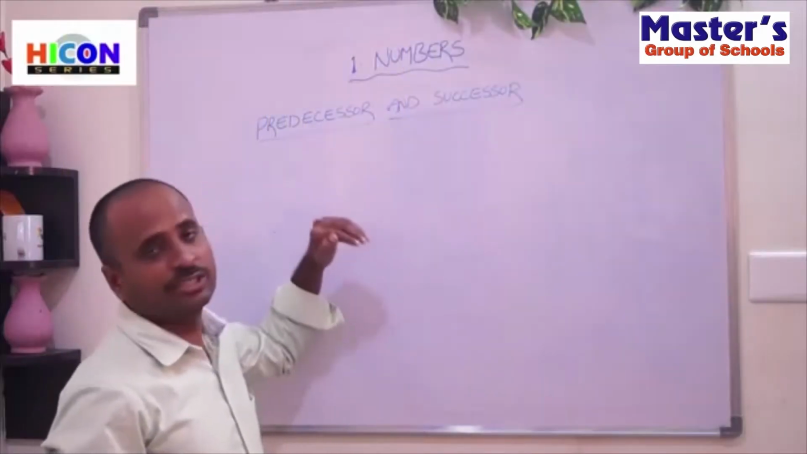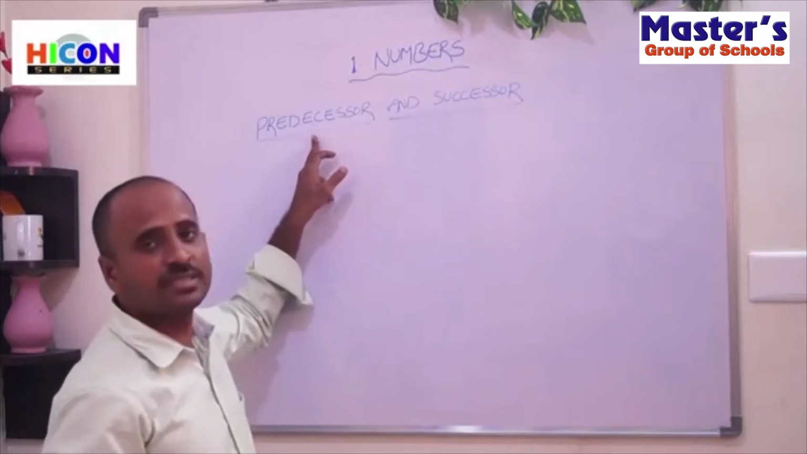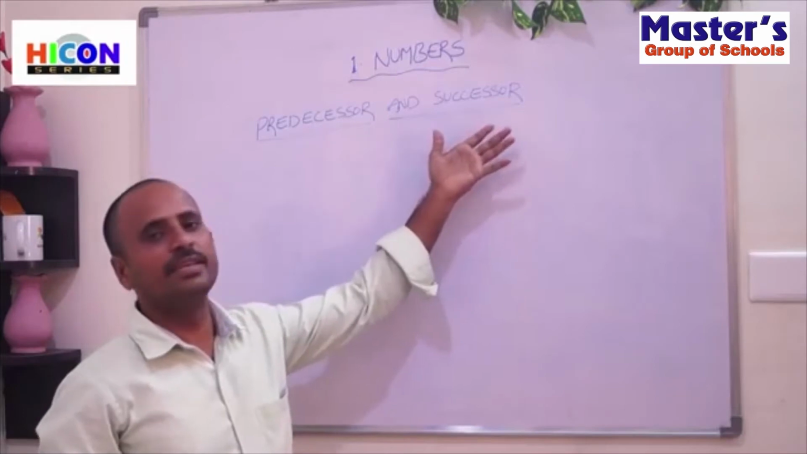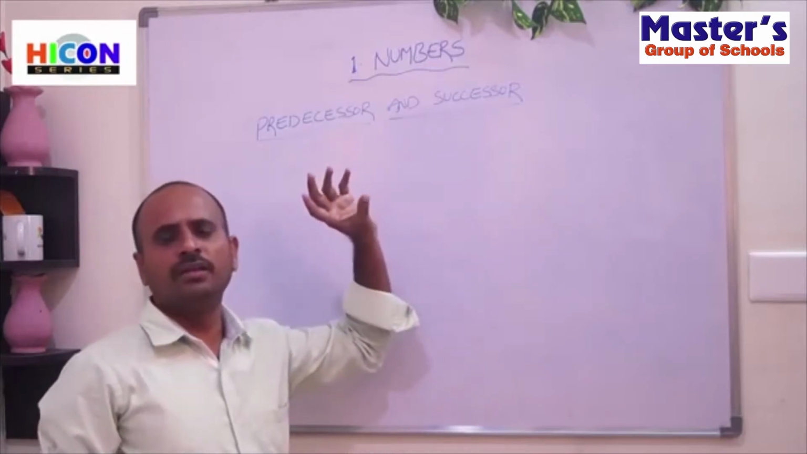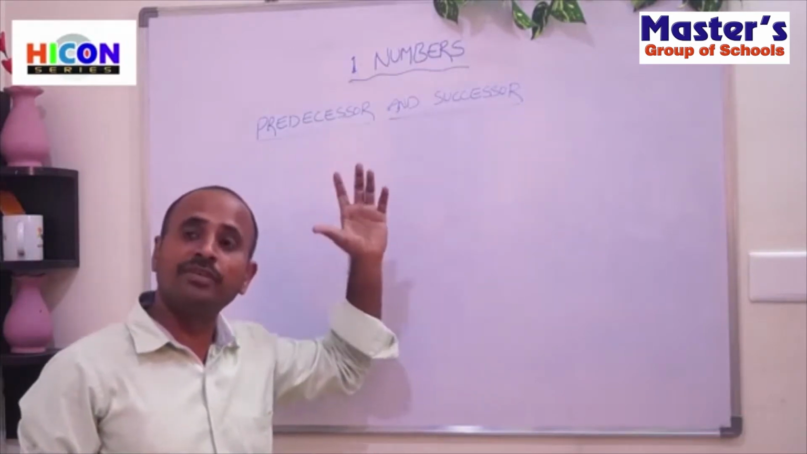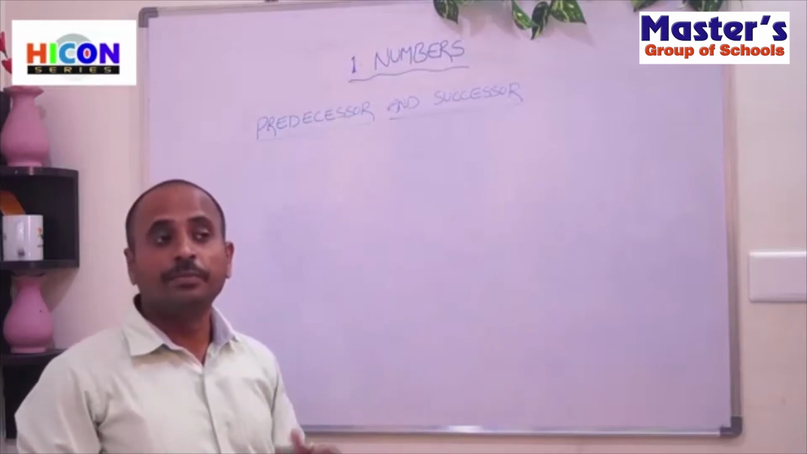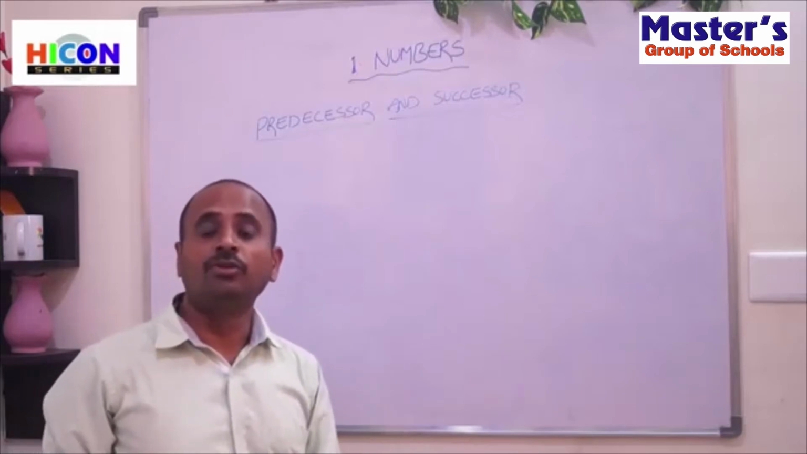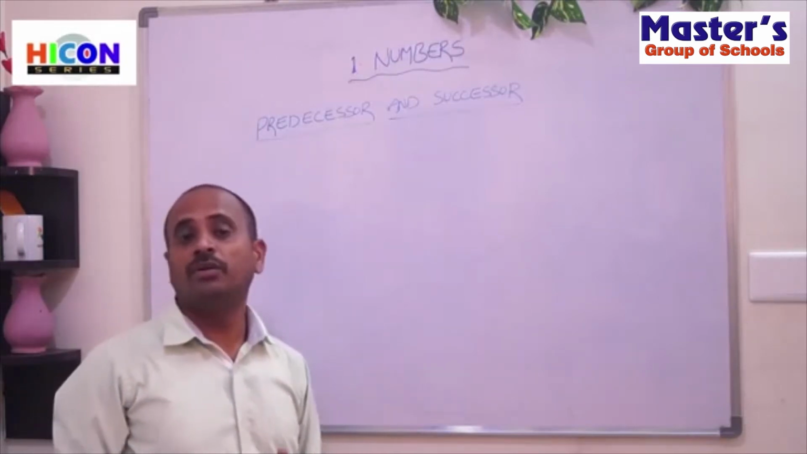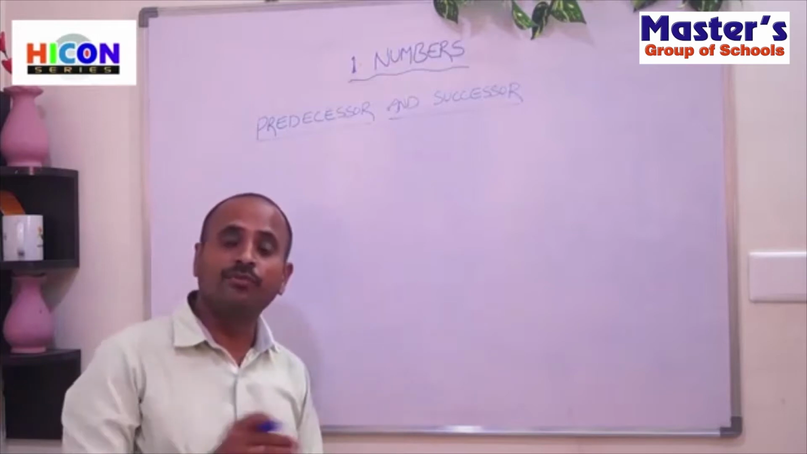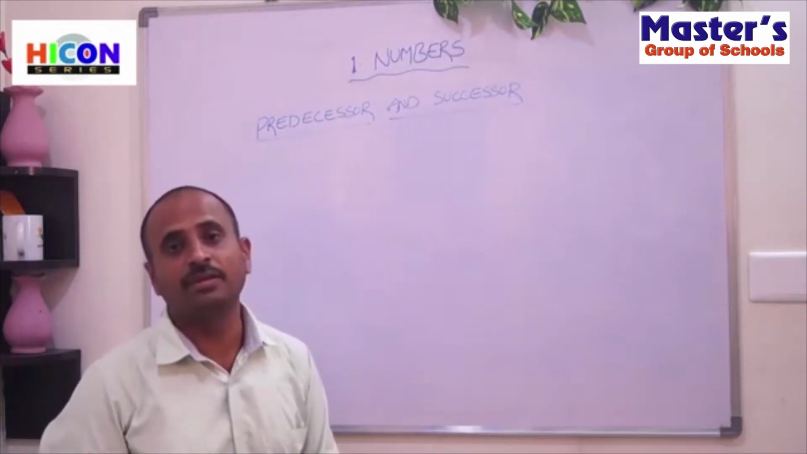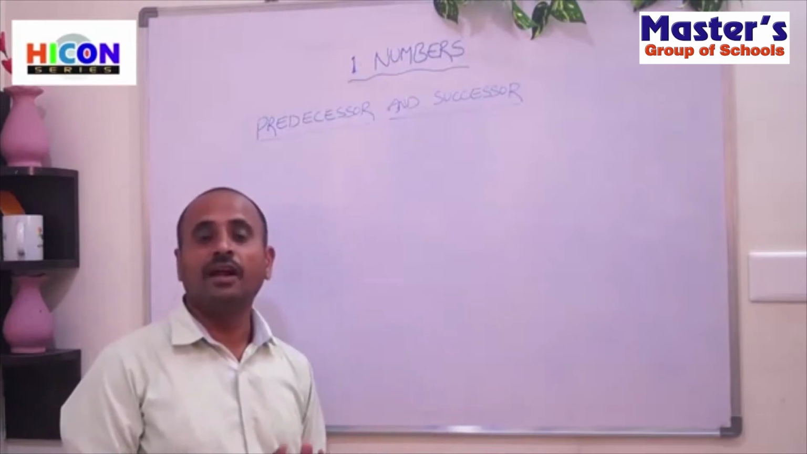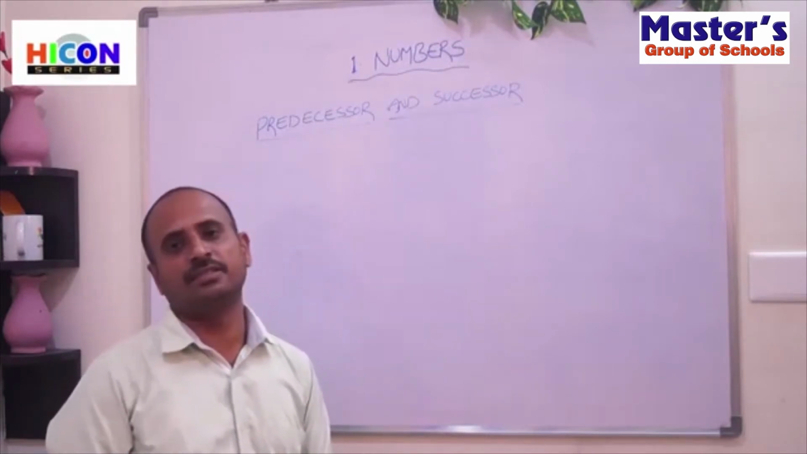Now we are going to the next topic in this chapter, that is predecessor and successor. So what is predecessor and what is successor? We have already learned this concept in the previous classes. In previous classes we learned how to write the before number and how to write the after number. Here the before number is called predecessor and the after number is called successor.